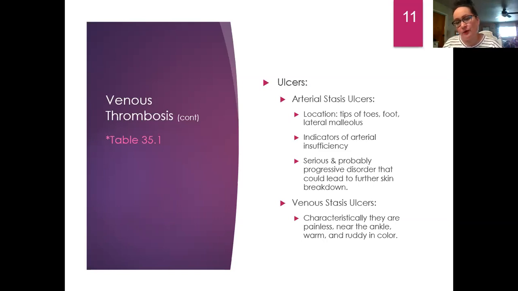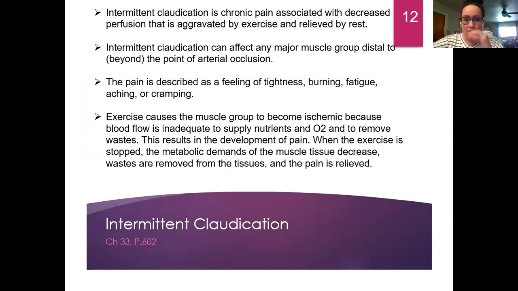But what are we monitoring for? We're watching with venous thrombosis for chest pain and shortness of breath. What are the symptoms that we might see if our patient was to exhibit a PE? Chest pain, shortness of breath? We would want to know that right away, right? All right, the next thing we talk about is called intermittent claudication.